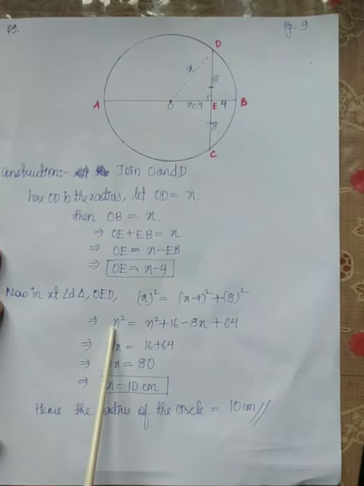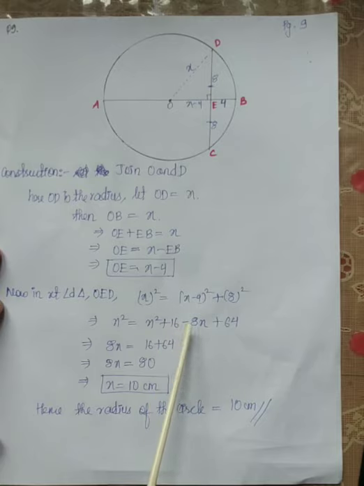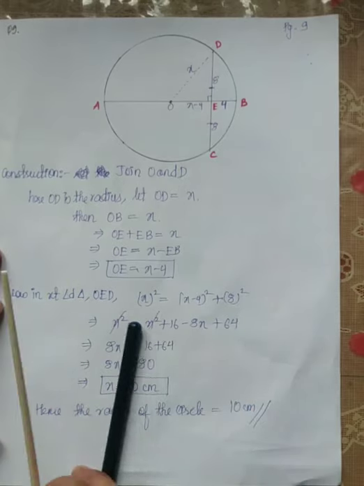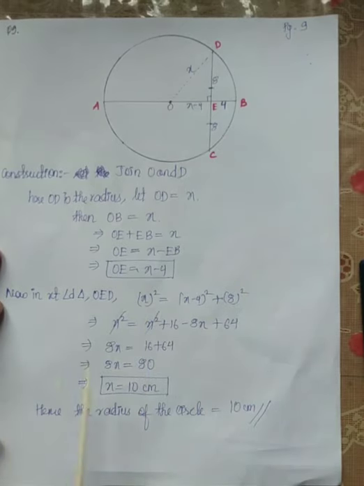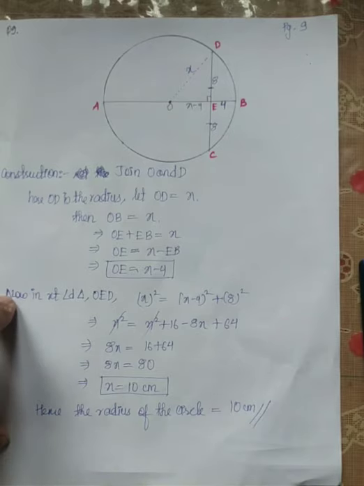Now therefore X square, expand with (A minus B) whole square, A square plus B square minus 2AB, plus 64. See out here, X square and X square get cancelled out. So therefore 8X is 64 plus 16. So therefore 8X equals 80, X equals 10 centimeters. So hence the radius of the circle is how much? 10 centimeter. So pause the video to note down.